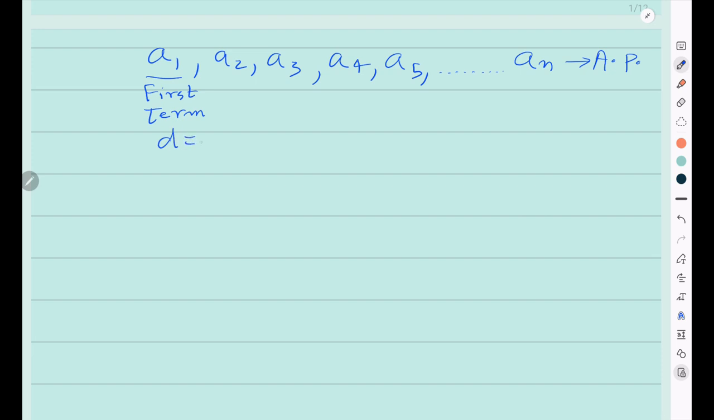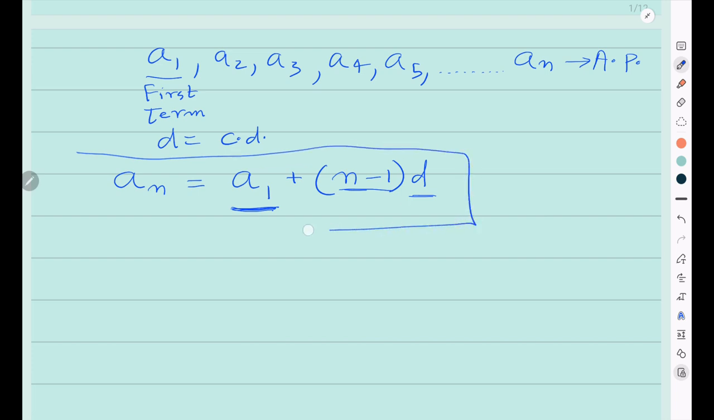If this is an arithmetical progression where a1 is the first term and d is the common difference, then we can say that the nth term of this AP will be equal to the first term plus (n minus 1) d. Why have we put n minus 1? Because we have already taken into account the first term. That's why we cannot multiply n with d. We need to multiply n minus 1 with d. Okay, so that is one formula which is very important in AP. Let us go forward.